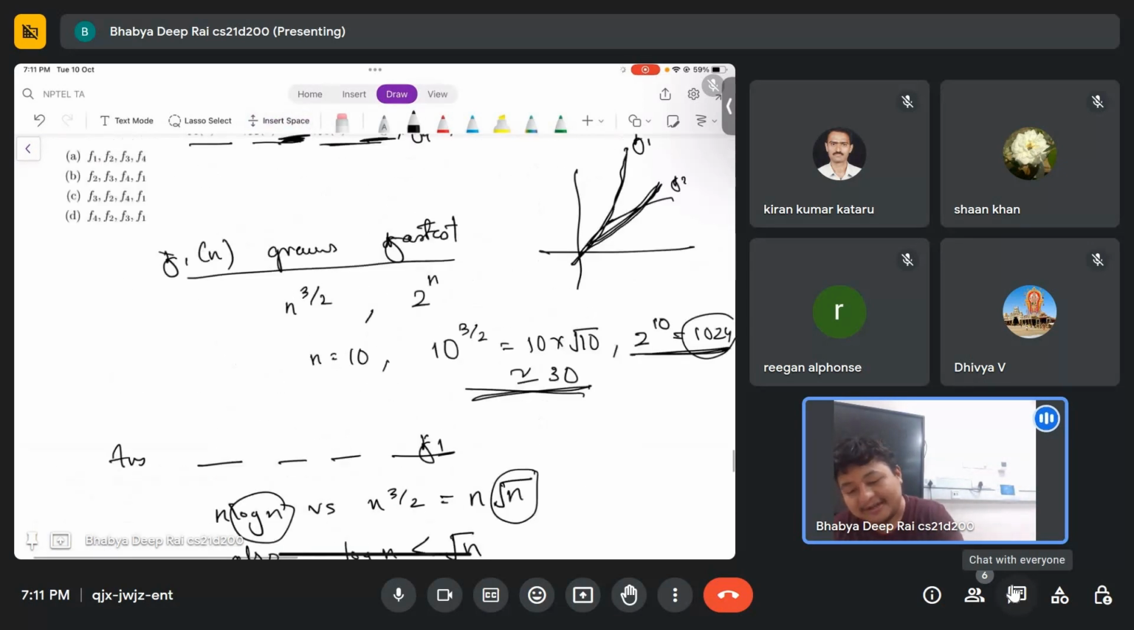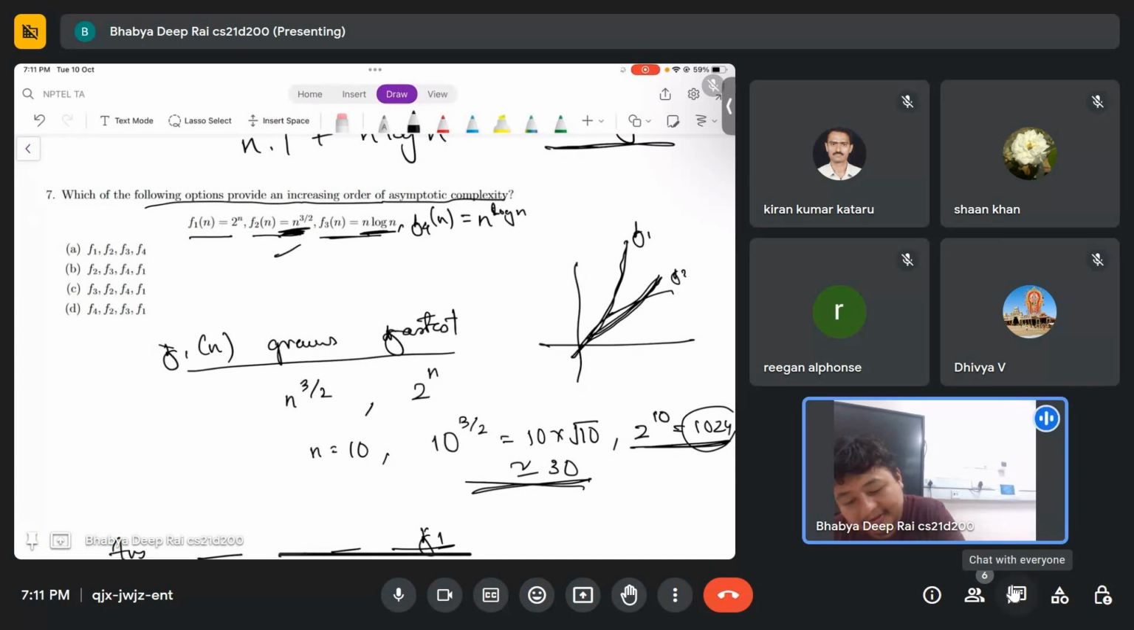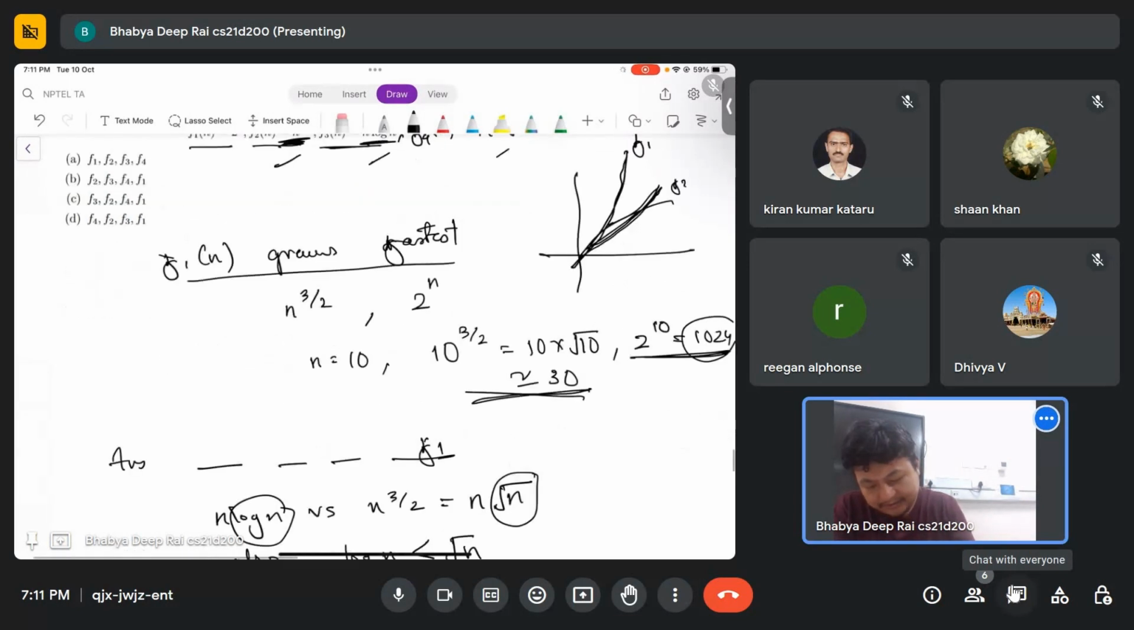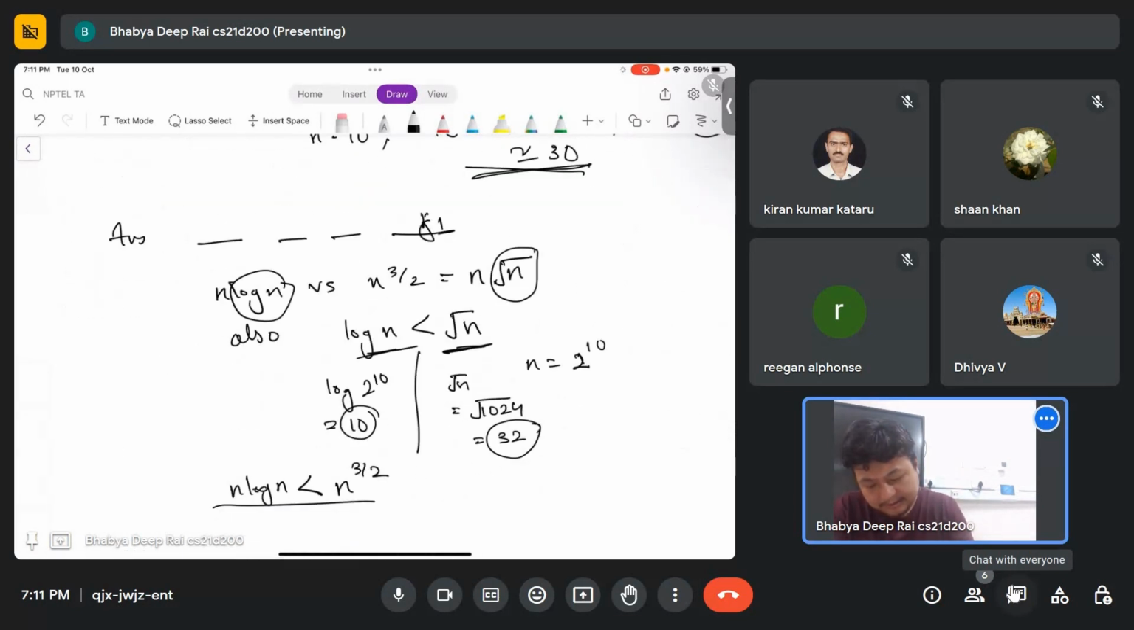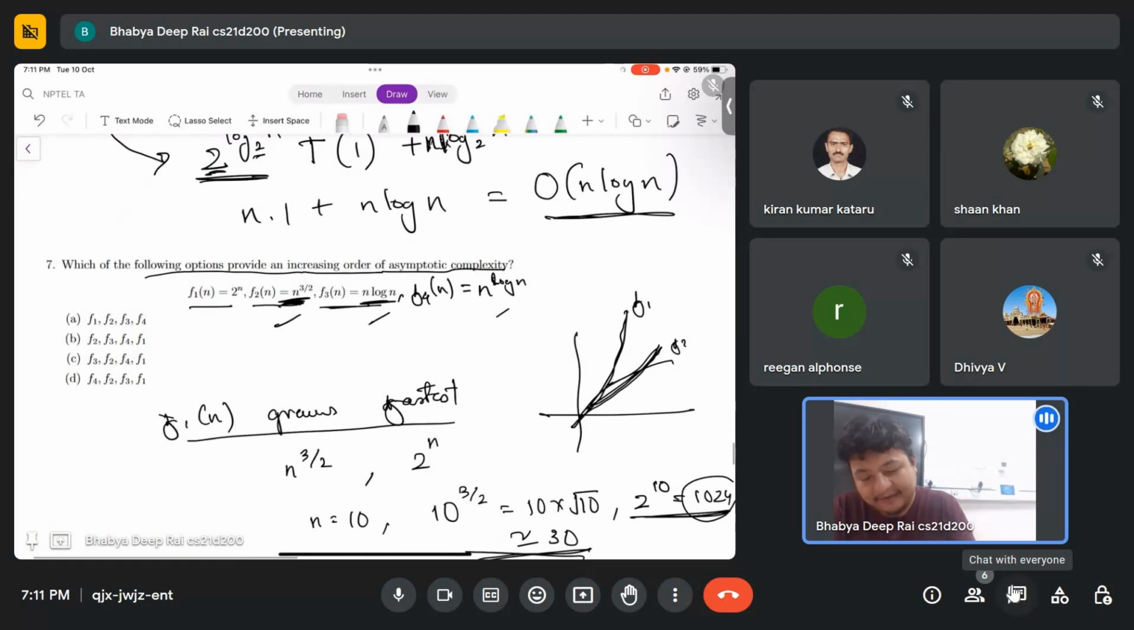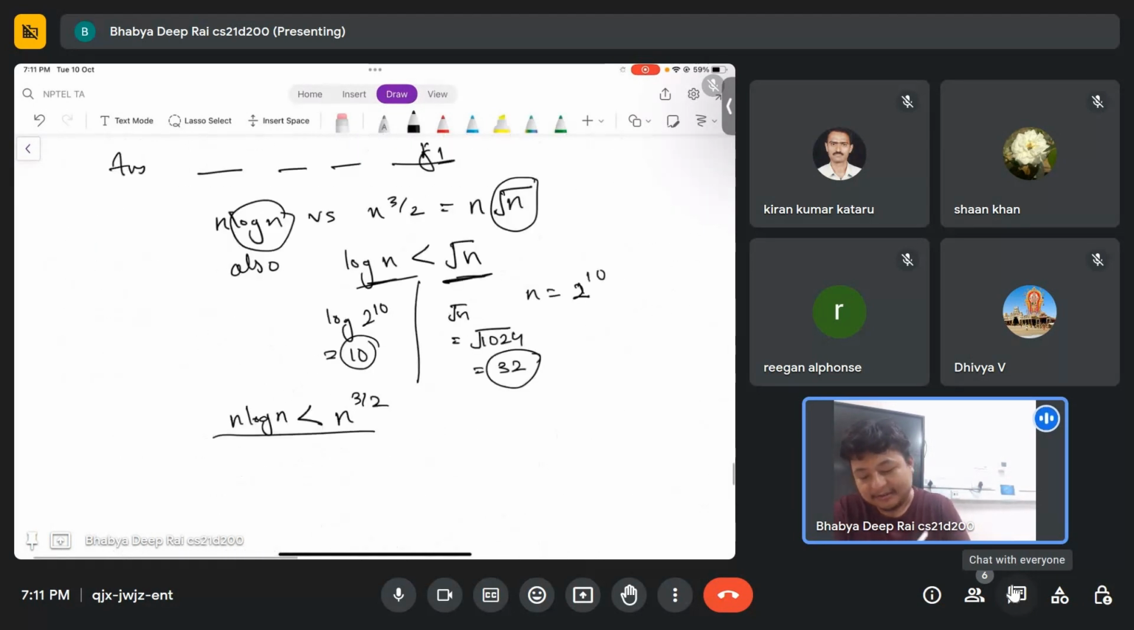Now we have the final candidate. n to the 3 by 2 is gone, n log n is gone. Next we have n to the log n. Where does n to the log n sit? That is the question.